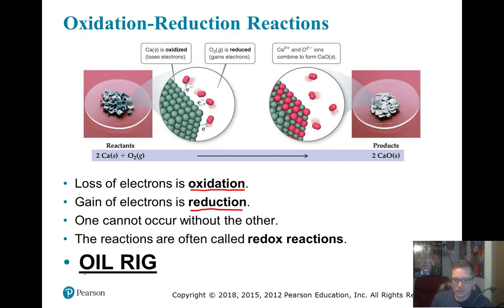Now here's the kicker. This is how you remember what it is. This stands for OIL RIG. It stands for oxidation is losing, and reduction is gaining. So OIL RIG is the thing. You might hear some heathens say "Leo the lion says grr." If you hear that in another class, you have my permission to start throwing things at them. OIL RIG, OIL RIG. Oxidation is losing, reduction is gaining.